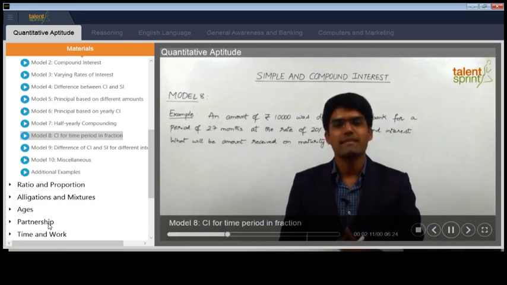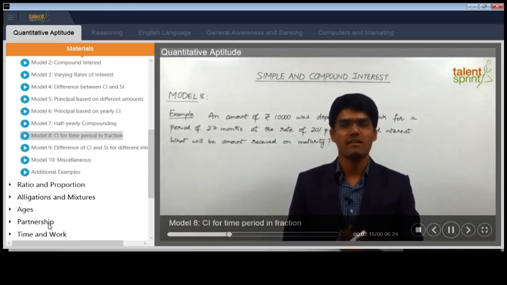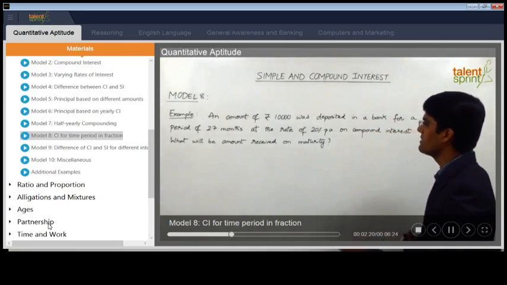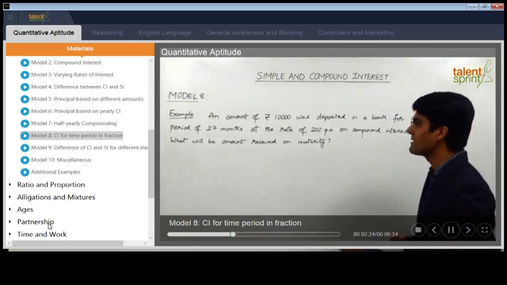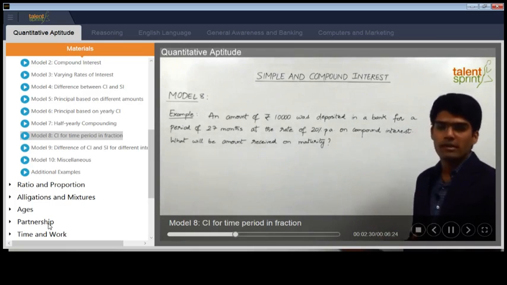Let us now take an example where we need to find out the compound interest for a given fractional time period. The question here is, an amount of rupees 10,000 was deposited in a bank for a period of 27 months at the rate of 20% per annum on compound interest. What will be the amount received on maturity?